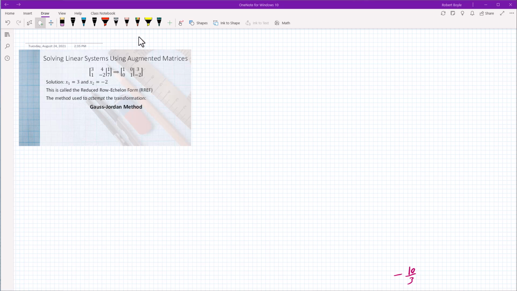Now, once again, we want to use the Gauss-Jordan elimination method to transform this augmented matrix into this equivalent augmented matrix, and this is called the reduced row echelon form. So let me go ahead and rewrite this over here. We have 3, 4, 1, 1, negative 2, 7.